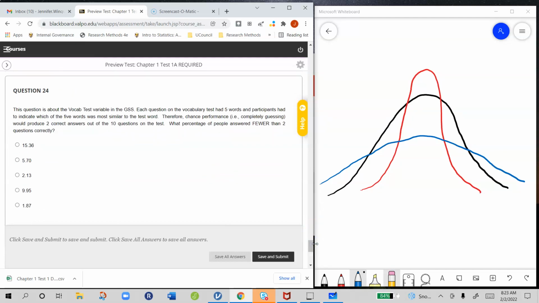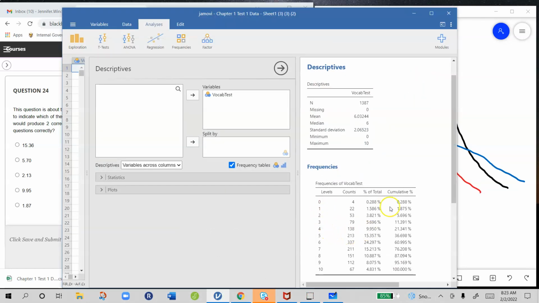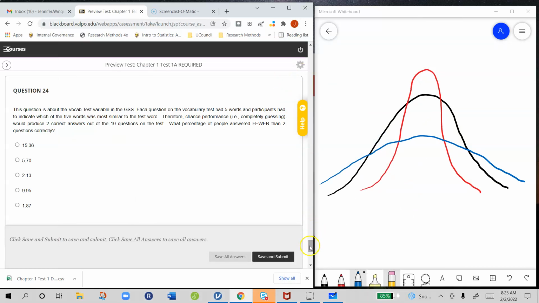All right, number 24, we're looking at what percentage of people answered fewer than 2 questions correctly. In this case, we have fewer than 2 questions, so you're going to look at 1 or lower. That would be 1.87% on question 24.